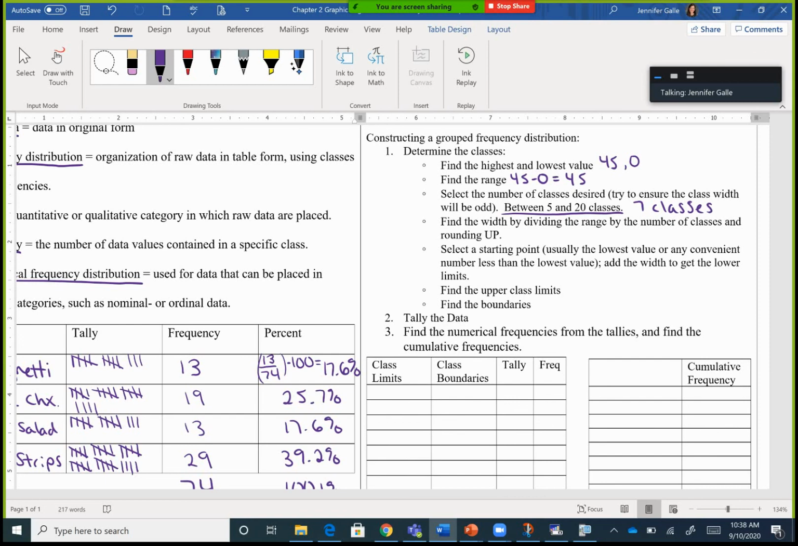All right, so it says find the width by dividing the range by the number of classes and rounding up. Rounding up might be a new idea for some of you. It's not rounding off. You always round up to the next whole number. Always up. Even if it comes out to be 5.2 or 5.1, you still round up to 6. It's rounding up, not rounding off. So we take our range of 45, divide by the number of classes.